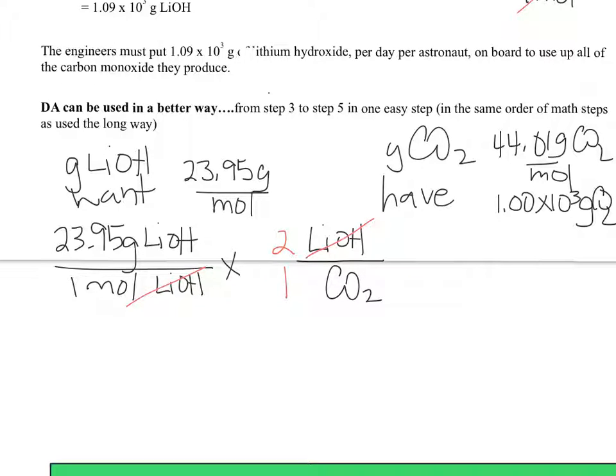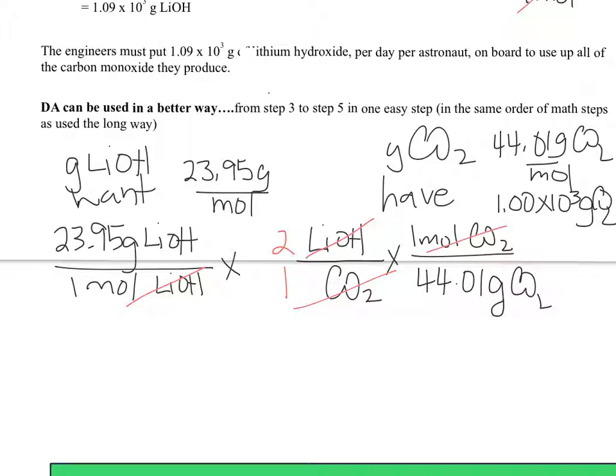But now we've got moles of carbon dioxide. We want to get rid of carbon dioxide, so we need the molar mass of carbon dioxide. So now moles of CO2 are gone, but we have grams of CO2. We want to get rid of that, so we use our mass of CO2, and then in the end, because it's on the top and the bottom, our grams of CO2 are gone.